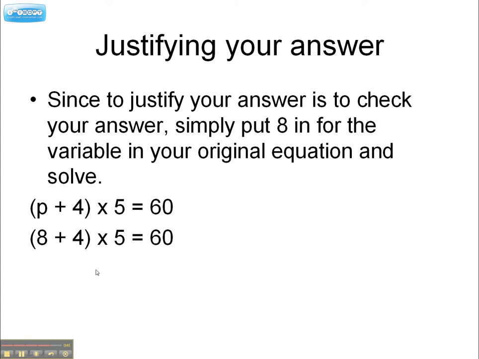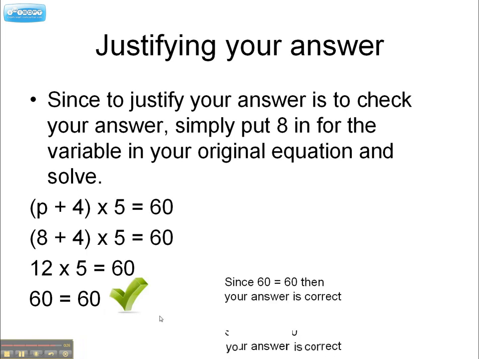Now we simply solve using the order of operations. 8 plus 4 is 12, and then we keep the times 5 equals 60. Next, we multiply 12 times 5, and we get 60, and 60 equals 60. So, that's good. Now, since 60 equals 60, that means our answer is correct without a doubt. And that is the steps you use in solving a two-step word problem equation.